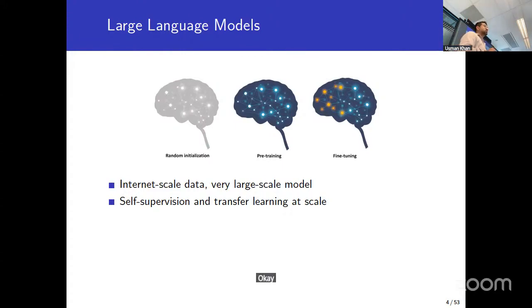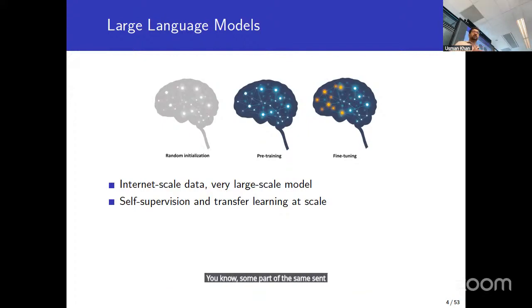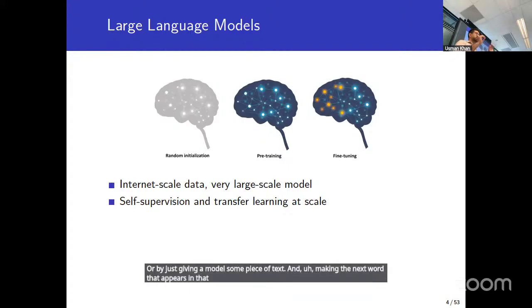Okay. So for example, the way ChatGPT is trained is what we call self-supervised learning, right? We look at a sentence and we force the model to learn how to predict some part of the same sentence by blanking certain words, or by just giving the model some piece of text and making the next word that appears in that sequence the word that the model is going to predict.